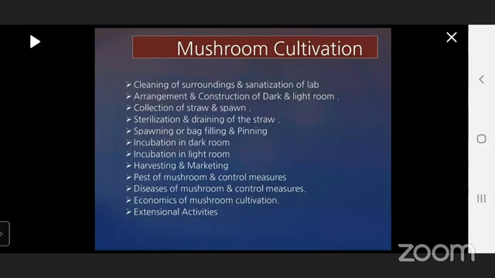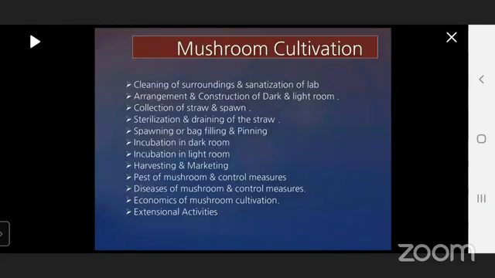In case of physical control, we can use the autoclave for sterilization, or we can also use the boiling method for the sterilization of straws. Then incubation in a dark room is necessary. Near about 15 to 18 days are required for the mycelium running and the growth of the mushroom.